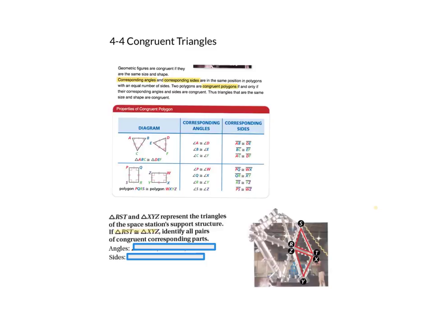This is 4-4 congruent triangles. With congruent triangles, there are a lot of corresponding angles and corresponding sides. If you look at these triangles here, AB has one congruent mark and so does ED. So I know that side AB is going to be congruent to side DE.